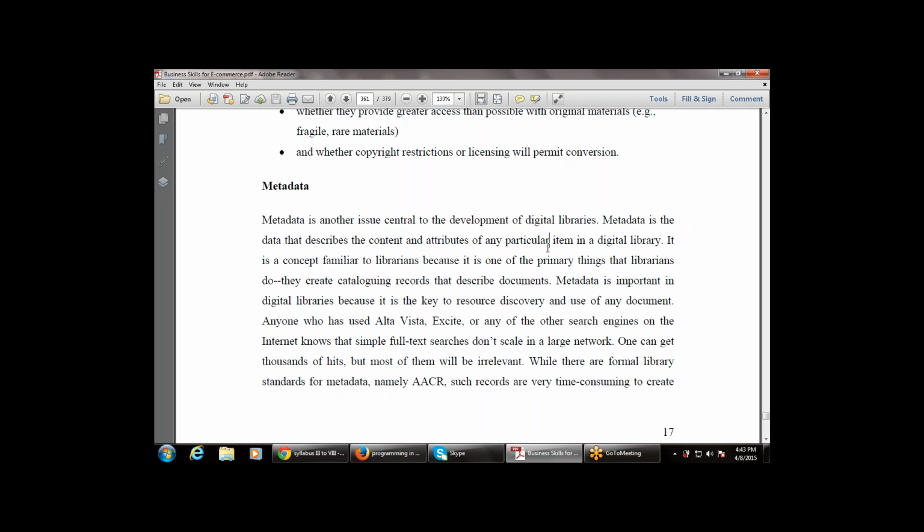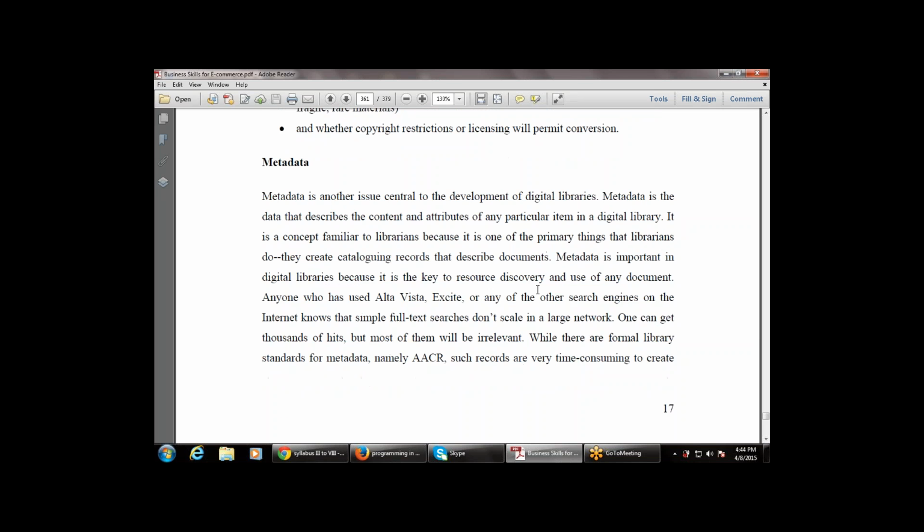It is a concept that is familiar to the librarian, because it is one of the primary things that librarians do. They create catalog records that describe the document. Metadata is important in digital libraries because it is the key to resource discovery and use of any document.